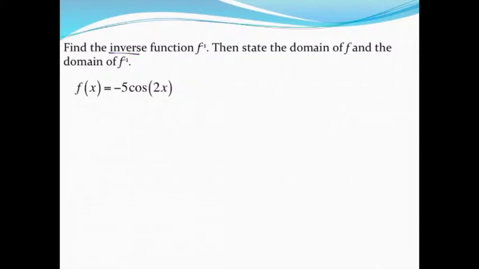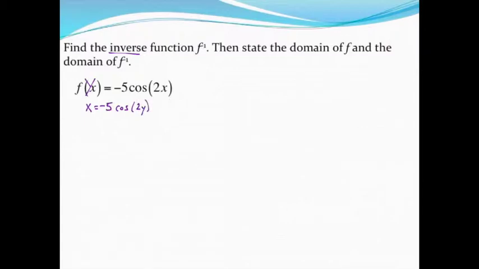We'll find the inverse of a trigonometric function the same way we found inverses of any function in the past, and that is beginning by switching x and y. Remember, f of x is just a fancy y. So I'm going to begin this problem by switching those around. So I'll say x equals -5 times the cosine of 2y. And then my goal is to get y by itself.